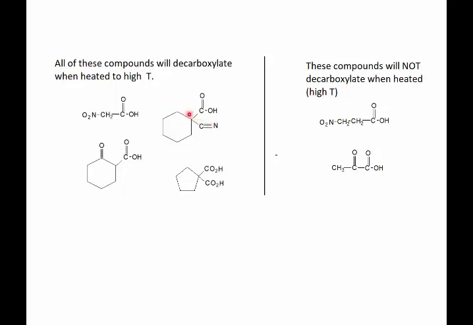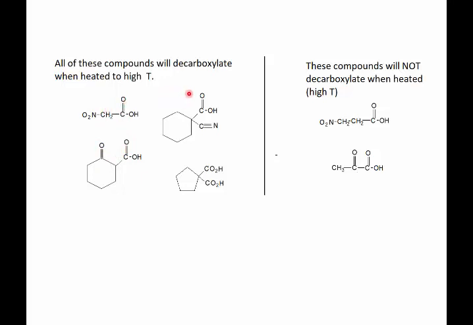Always heating to high temperature. Whether that's called a thermal decarboxylation, it's promoted by high temperature, thermally promoted. All of these carboxylic acids will decarboxylate when heated at high temperature, whereas these two will not. Now the key again is to have one of the three amigo groups bonded to the alpha carbon.